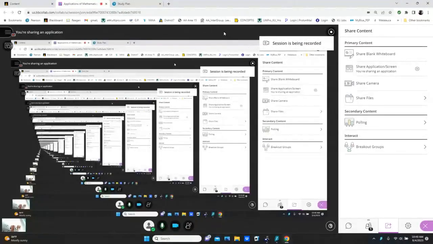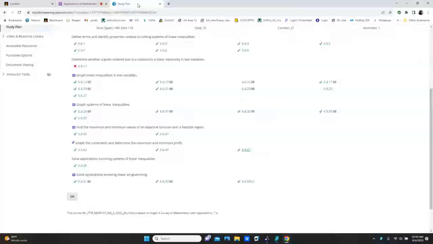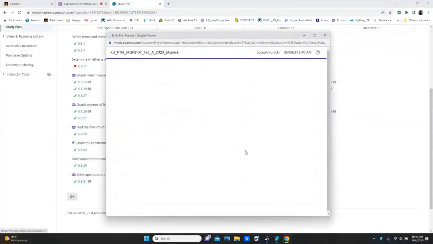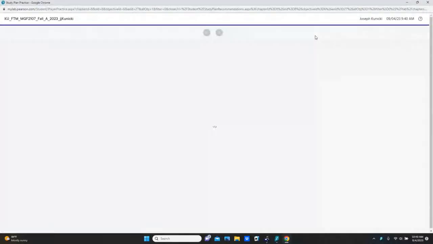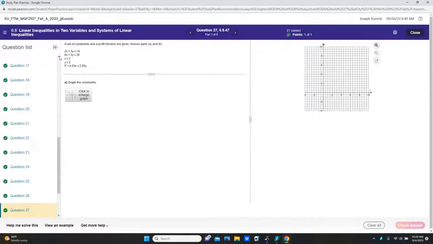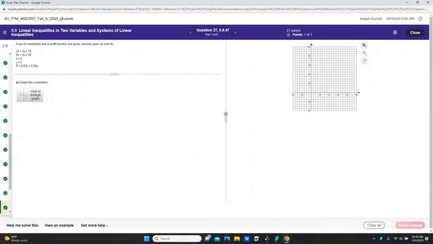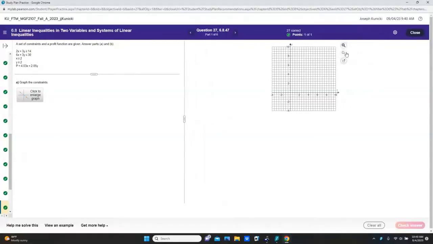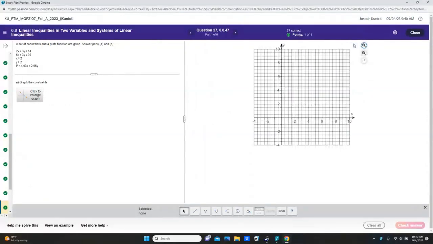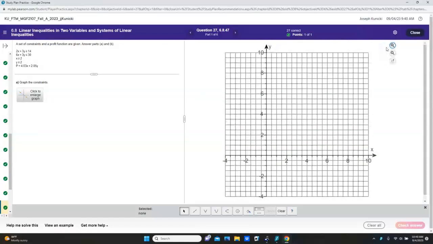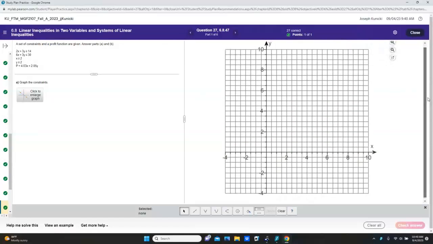Okay, here's problem 6847. Make it bigger. All right. So notice that for the first inequality, the line associated with the first inequality, 2x plus 3y greater than or equal to 14.